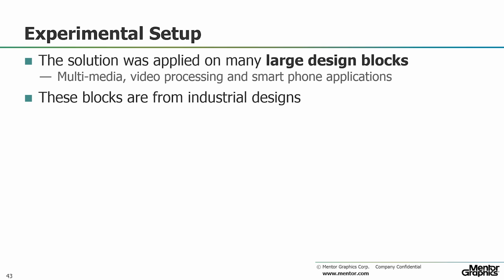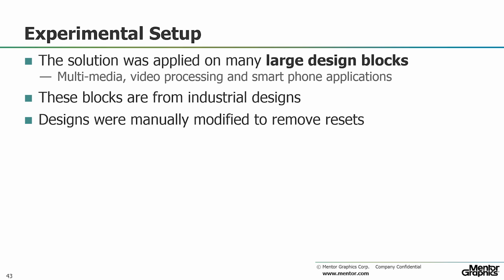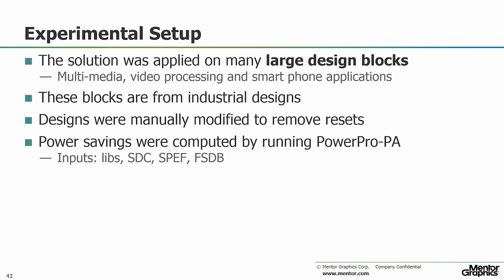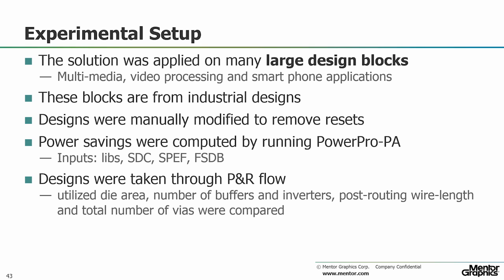These suggestions from the optimization were manually applied on the RTL to remove the resets. The power savings were evaluated at the RTL level itself using PowerPro PA, which is an RTL power analysis tool. Finally, post layout savings were measured by taking the designs through the place and route flow. Metrics like utilized die area, number of buffers and inverters, post routing wire length, and total number of vias were compared.